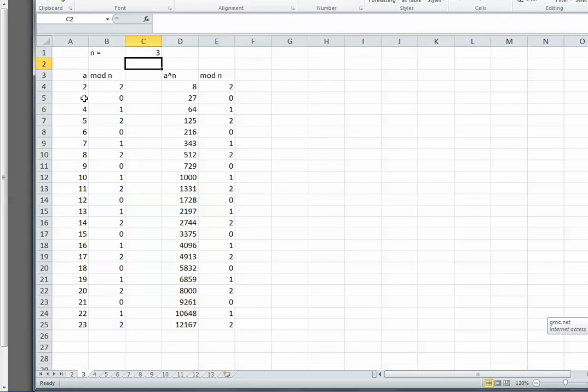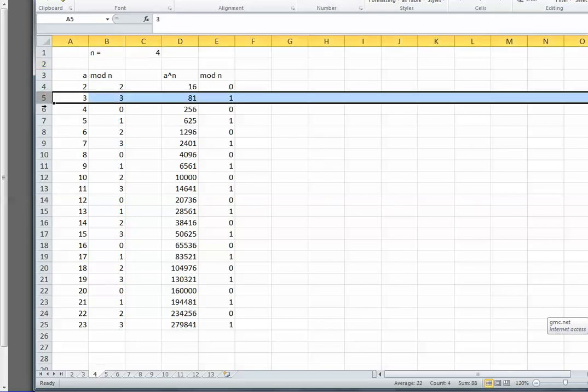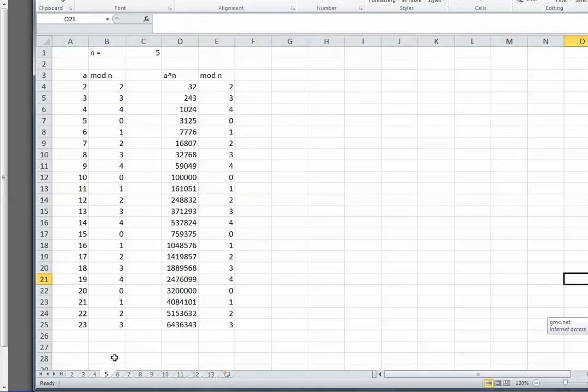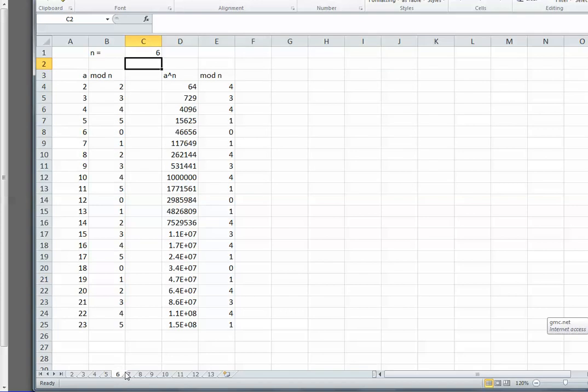With 3, it's a match again. When I mod both of them by 3, I get a match. 4, I do not. You can see, for example, this one isn't the same. This one isn't the same. They're not matching. 5, we already did. That one is a match. 6 is not. We saw that. 7 is a match. We saw that. And then moving forward, 8, not a match.